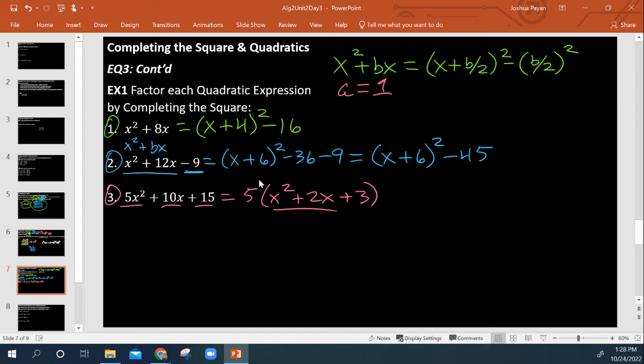And now I'm focusing on this part right here. Now I'm left with 5 times x plus 1 all squared, and minus 1, and we still have the plus 3 to account for, and we have the 5 still sitting out there unused. Then we just redistribute the 5 and combine these two like terms. We end up with 5 times x plus 1 all squared plus 2.